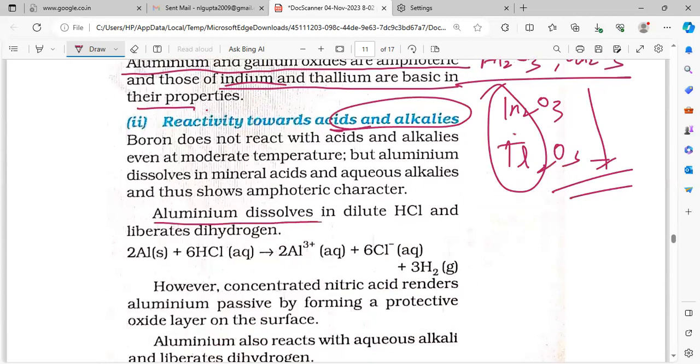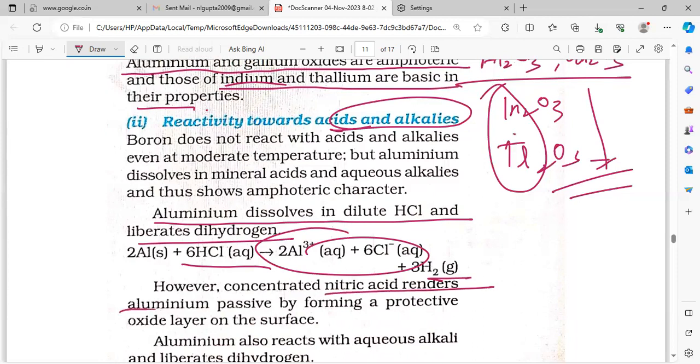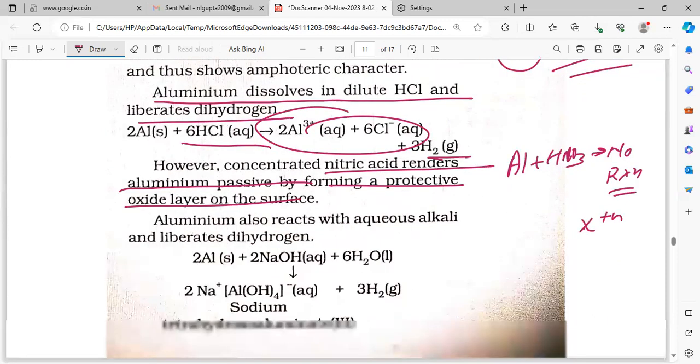Aluminum dissolves in dilute HCl, forming AlCl3 and liberating hydrogen. However, concentrated nitric acid renders aluminum passive by forming a protective layer. So if you treat aluminum with HNO3, after the protective layer forms, no further reaction occurs. That is also a 10th standard topic. You know this very well.